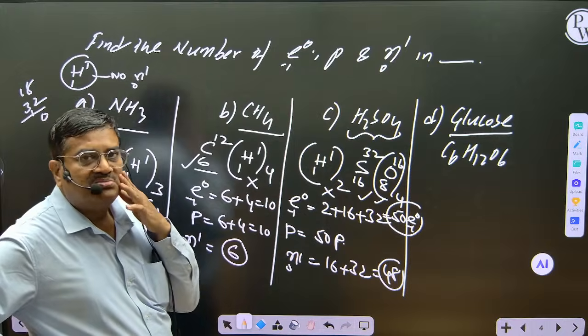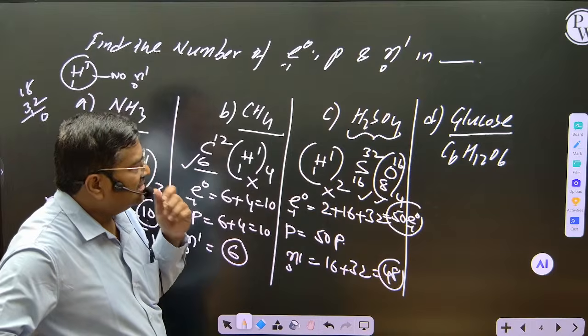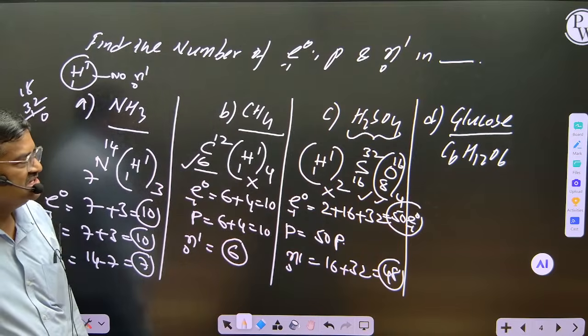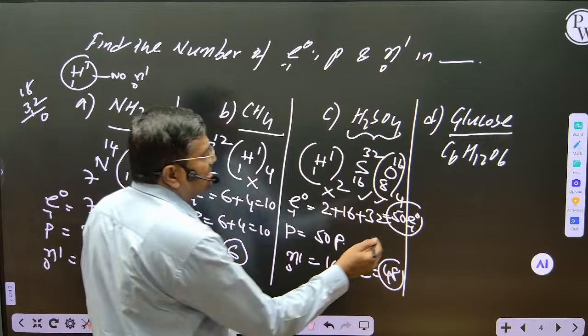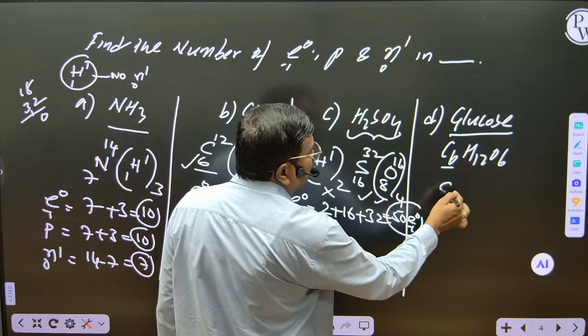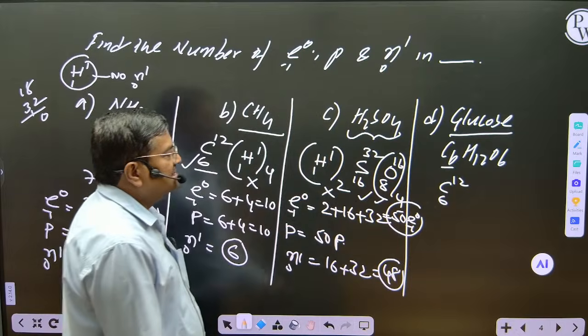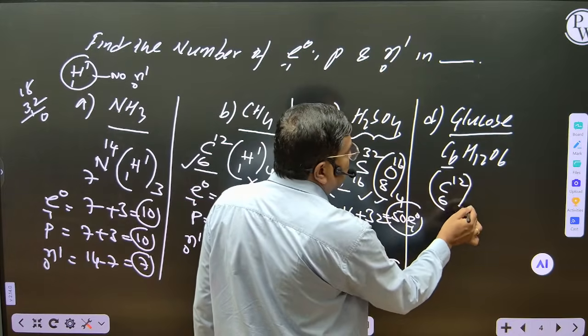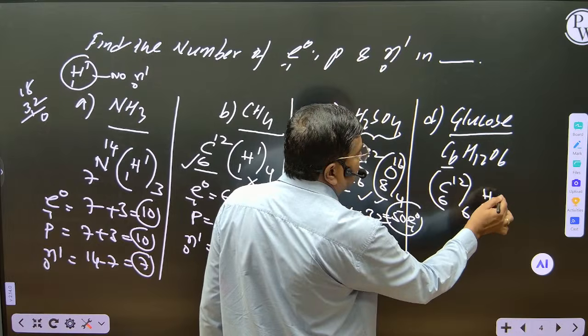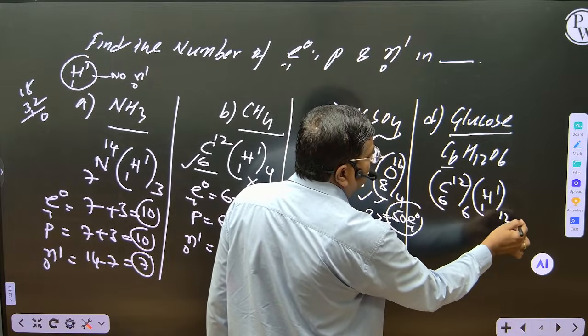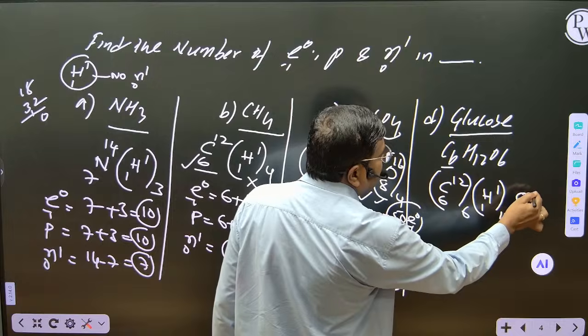Are you following? Simple, no? Now glucose, what is the formula of glucose? C6H12O6. Similar way you elaborate. There are 6 carbon. Atomic number of carbon is 6, mass number 12. So you have to multiply this with 6. And hydrogen atomic number 1, mass number 1, there are 12 hydrogen. Oxygens there are 6, atomic number 8, mass number 16, taken 6.